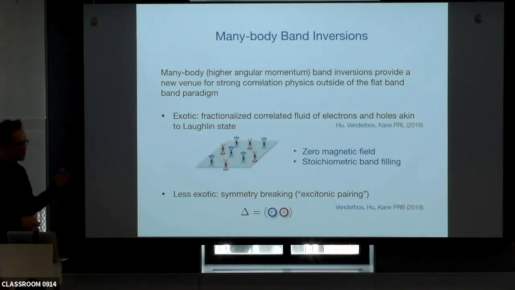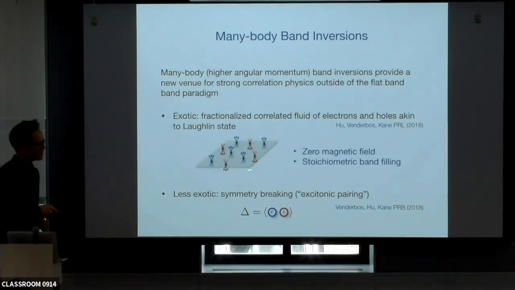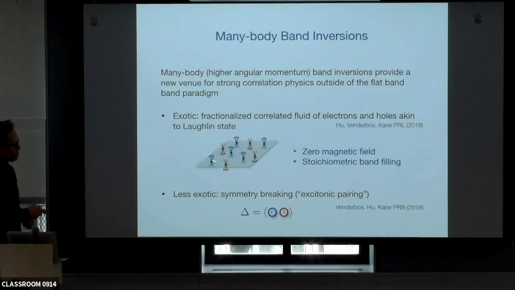And what would be interesting about it is that this is a Laughlin state, meaning a fractional photon Hall state at zero magnetic field, and perhaps more importantly that it would happen at stoichiometric band filling, because you're doing this in the context of a band inversion rather than a fractionally filled band. So this first thing has been famously shown, that magnetic field is not actually a requirement, but perhaps this might also help you with that complication.